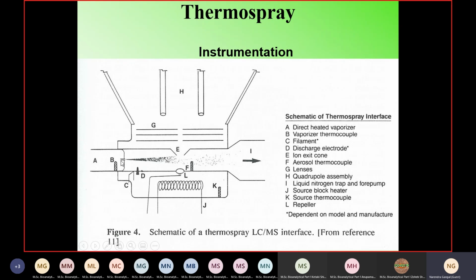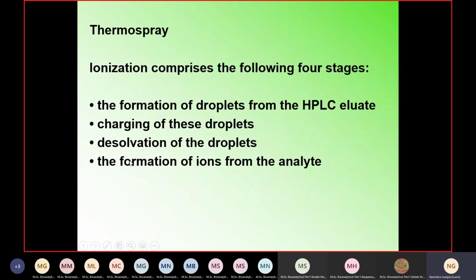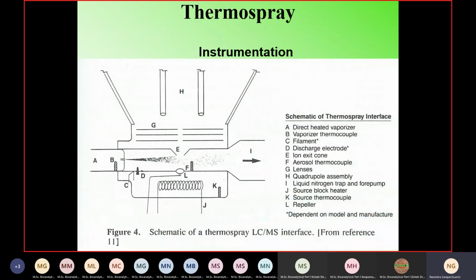So the spray which is coming from here and going to the mass spectrometer is first getting nebulized, as you saw. The first step is the formation of droplets. Then there is a charging of droplets because of the filament. Then, since it is heated, there is already heat because there is a direct heat vaporizer. Then there is a charging of that particular droplet also.